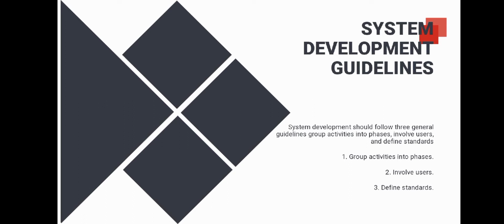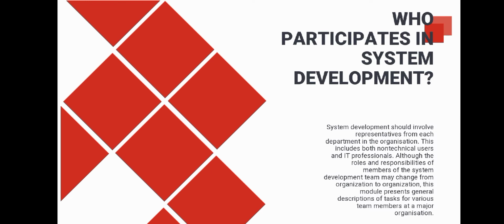3. Define standards. Standards are a set of rules and procedures an organization expects employees to accept and follow. System development should involve representatives from each department in the organization. This includes both non-technical users and IT professionals. Although the roles and responsibilities of members of the system development team may change from organization to organization, this module presents a general description of tasks for various team members at a major organization.